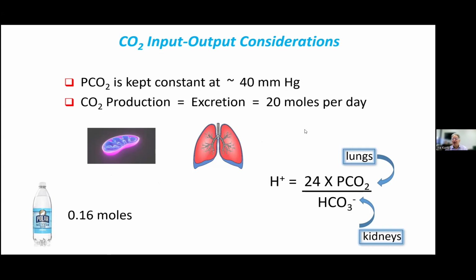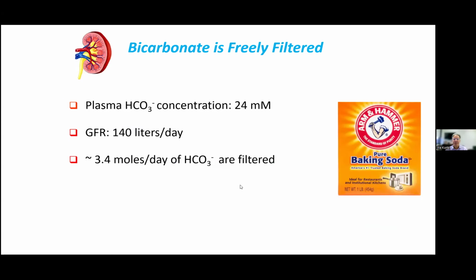Remember, just so you have a rough idea, every day we're producing and excreting 20 moles a day. In a bottle of seltzer, we have 0.16 moles. So that just quantitatively gives you an idea of how much carbon dioxide we're actually producing. So the PCO2 in the numerator here is a function of what our lungs do, essentially. Now, the bicarbonate concentration is really a function of what the kidney does.